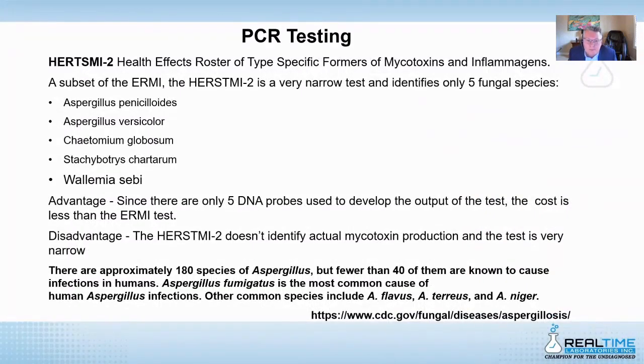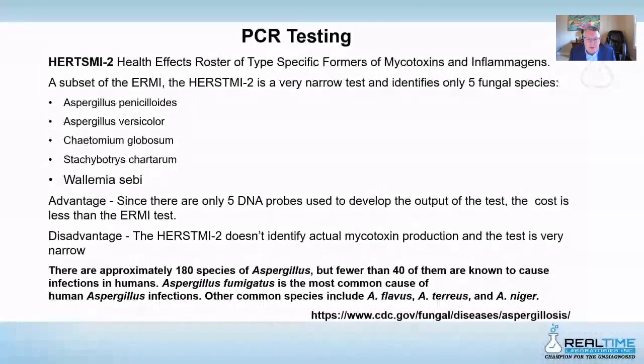The HERTSMI-2 is, as I mentioned, the Health Effects Roster of Type-specific Formers of Mycotoxins and Inflammagens. Dr. Shoemaker developed this really as a scoring algorithm for individuals with CIRS. It's a very narrow test. It only identifies 5 fungal species, and those 5 are listed there. On this test, of course, 10 or below is acceptable. 11 to 15 is kind of your gray area, which needs further investigation. And above 15, he recommends that the occupants no longer occupy the structure.